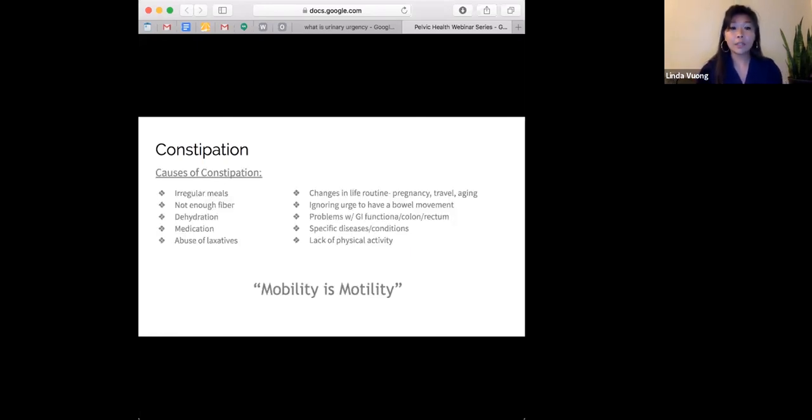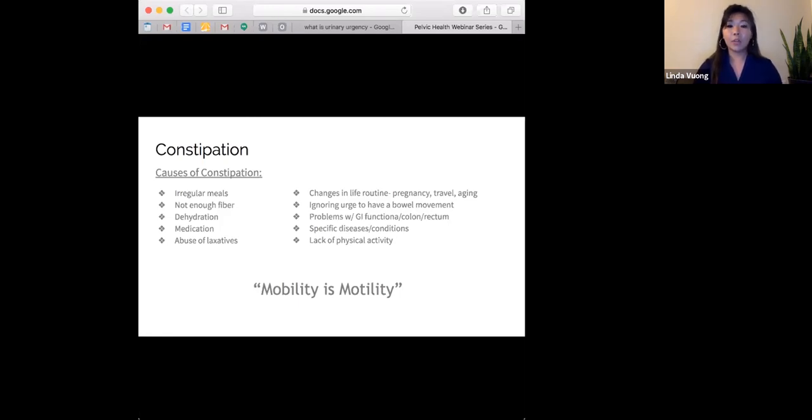And then causes of constipation. This is not an all-inclusive list, but most of the big ones that we see in clinic: irregular meals, skipping meals, not enough fiber, dehydration, types of medication, especially pain meds, which will cause high constipation. Abuse of laxatives.